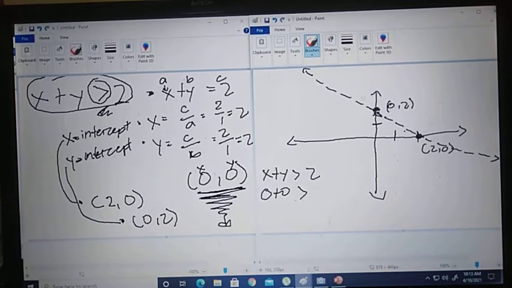Kasi mas madali siya eh. Why? We all know that any number multiplied by 0 is 0. So, automatic 0 to. Okay, kaya madali na yung 0, 0. 0 is greater than 2.